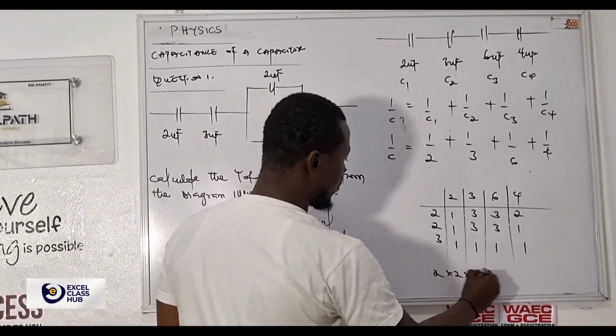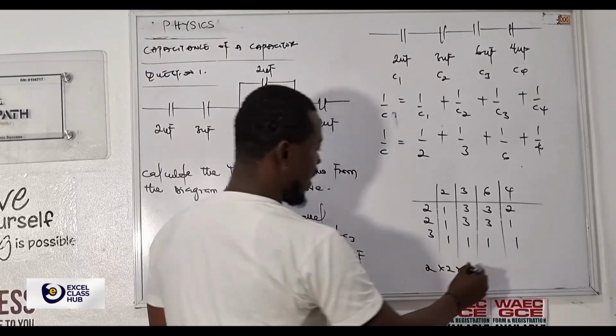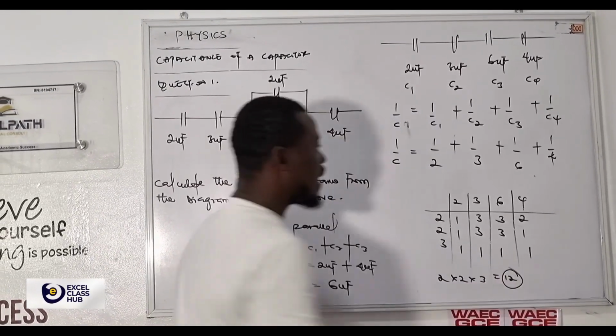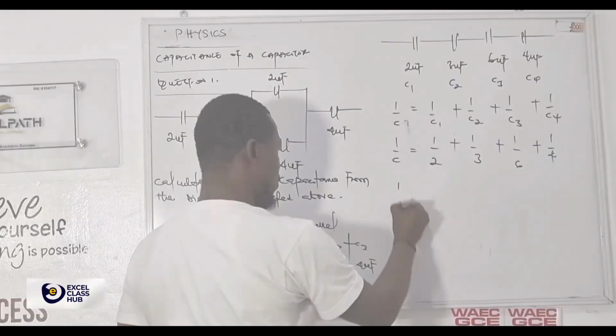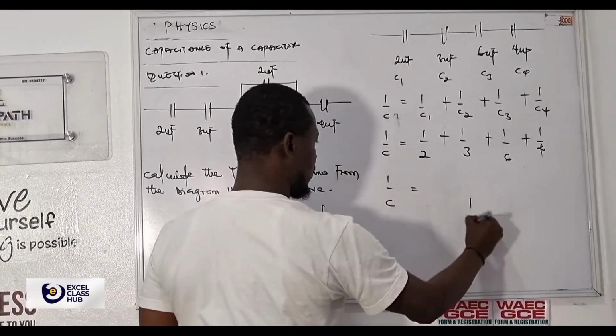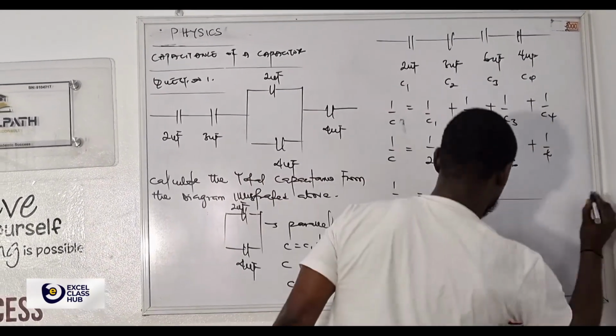So what are the numbers left there? 2 times 2 times 3. 2 times 2 is 4. And 4 times 3 is 12. So that means the LCM of 2, 3, 6, 4 is 12. 1 over C equals to what? 12. You draw your line.